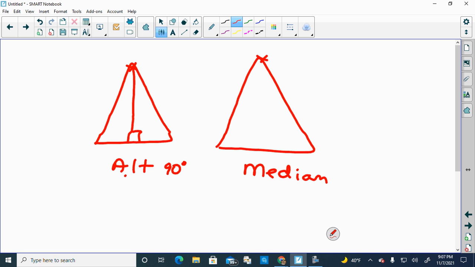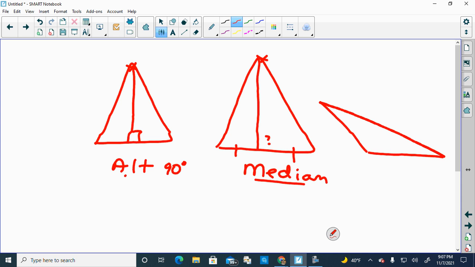On a median, median meaning middle, all it does is it goes to the other side and splits it in half. We don't know if it makes 90 degrees. Sometimes it can be both, altitude and median. But other times, say like a triangle like this, if I'm going from an angle and going down to the other side and splitting it in half, that is not forming a 90 degree angle. But that is also the median.